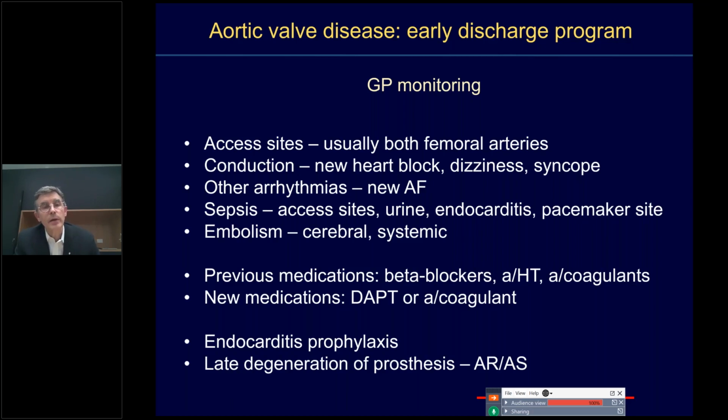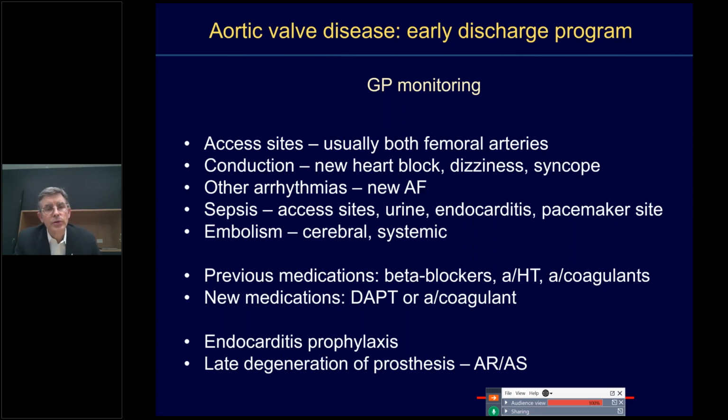Sepsis occurs rarely, but we'd need to check the access sites, the urine if they were febrile, the pacemaker site if they'd had a pacemaker. And we're always worried about the risk of sepsis causing infection of the valve or endocarditis. Most embolic complications occur during the procedure, but there are some that occur in the weeks afterwards. So there's always a small risk of thrombotic emboli from the leaflets of the valve. You can have strokes in that early period or systemic emboli.